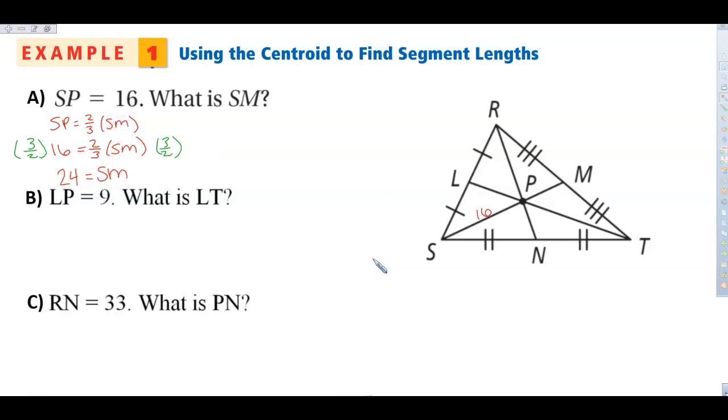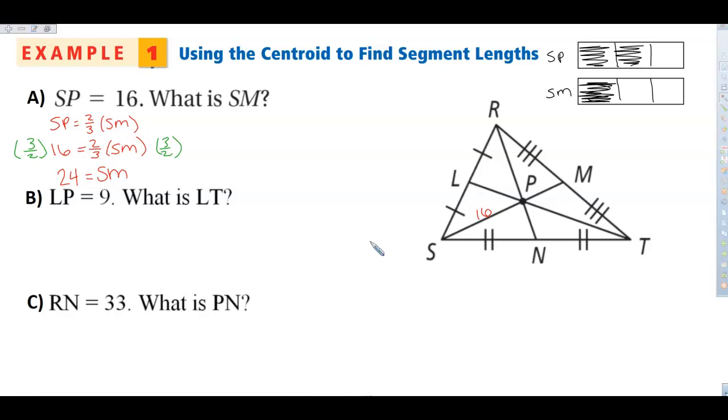The other way that we're going to talk about is, for just a minute, let's think about fraction bars. Okay, if I divide this into thirds, and we're going to pretend that these are pretty thirds, I know that from S to P is 2/3. So that means that P to M has to be 1/3. So what is the relationship between SP and SM? Well, SP is twice as big as PM, or PM is half the length of SP.